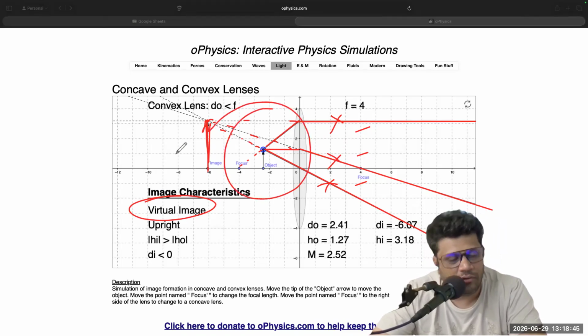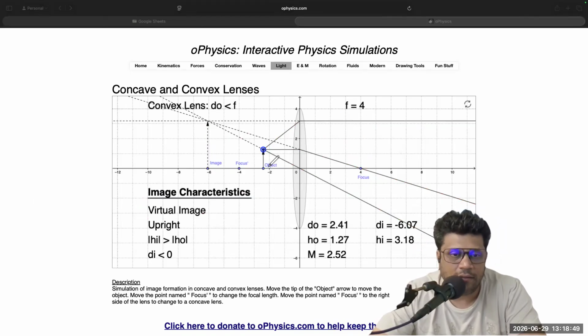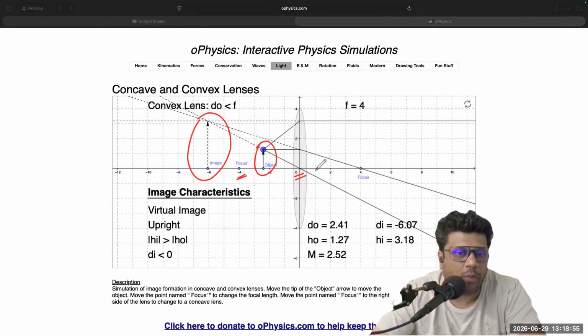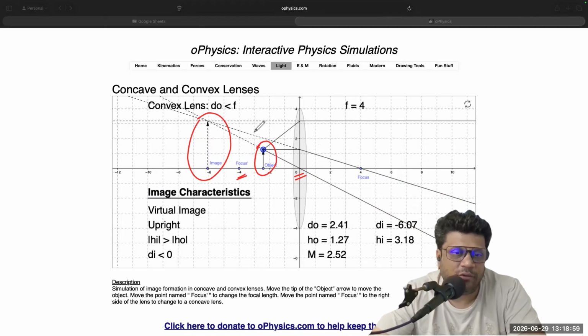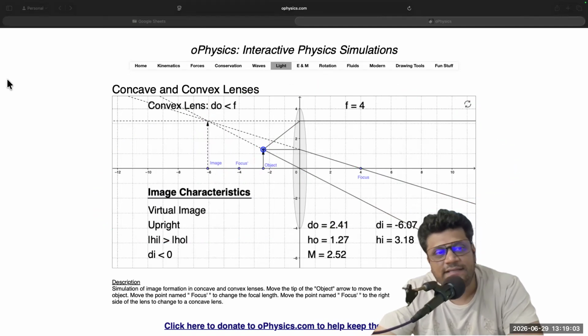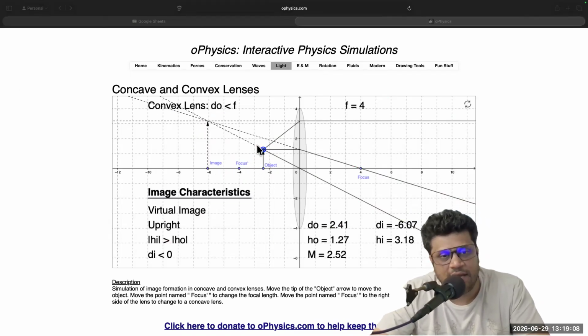And that is one of the most important cases in IGCSE. They keep on asking you to create an image in the case where the object is placed between the focus and the optical center of the lens. Very popular. So you're going to have to keep this one diagram in your mind. This is something that we have already seen in the videos and in the lectures.